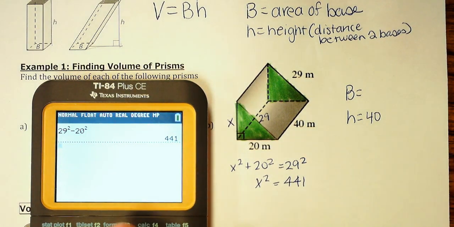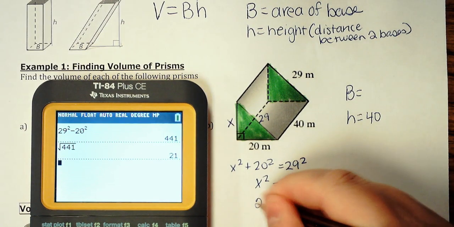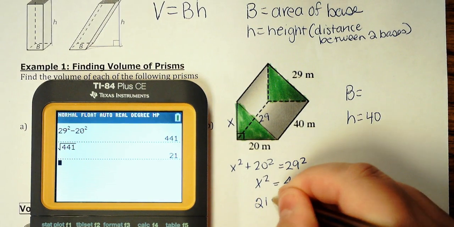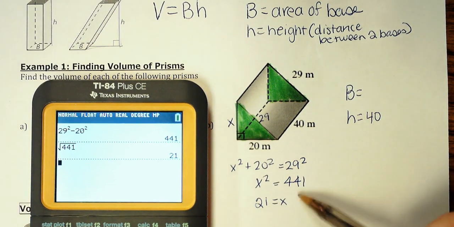And I'm going to go ahead and try to take the square root and see if I get a nice number. And I do. And if you don't, let's say this wasn't a nice number, you could just plug it in as the square root of 441, for example, if it wasn't a nice number. In this case, I've got a perfect square.